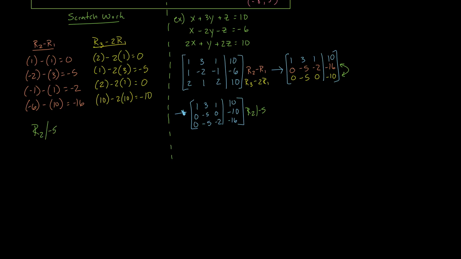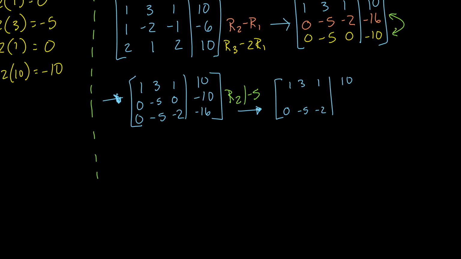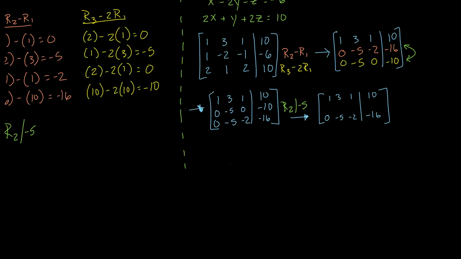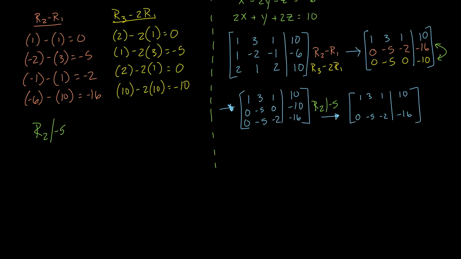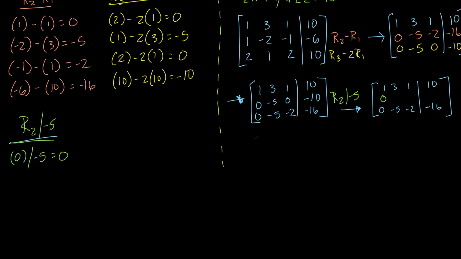So I copy down everything in the first row and everything in the last row. Those don't change. 1, 3, 1, 10, and 0, negative 5, negative 2, negative 16. What is the x value of R2? 0. So what's 0 divided by negative 5? 0. So it remains the same. That first value remains 0.